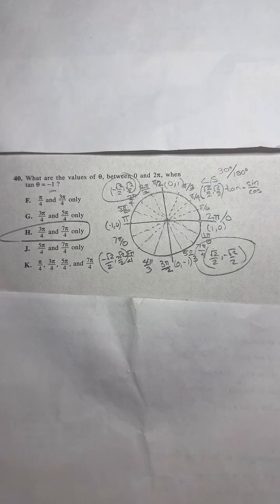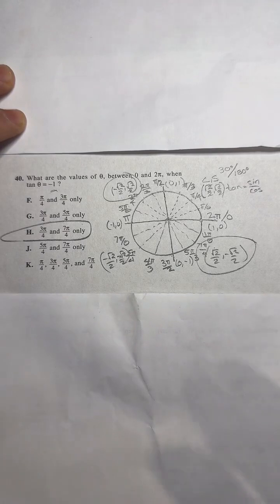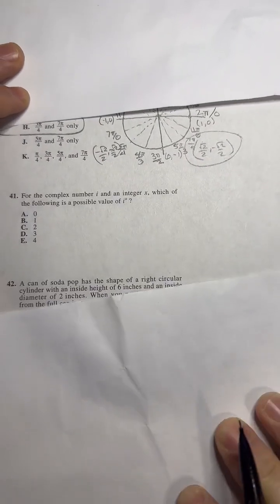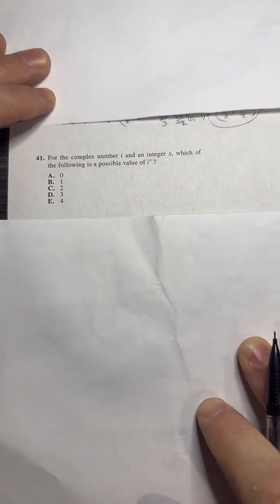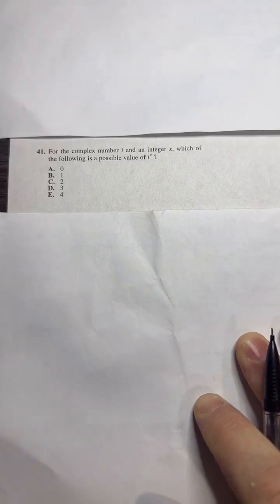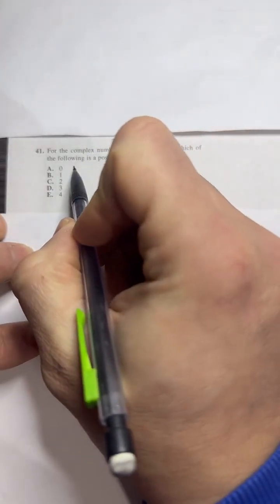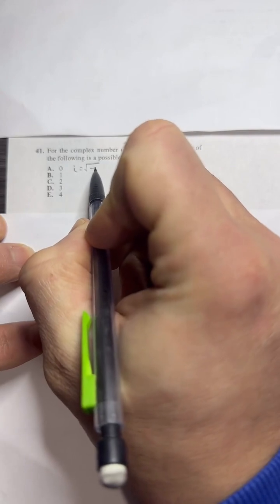That was a doozy. Okay, but the unit circle is not that hard once you can see the pattern. All right, let's take a look at the next one. For the complex number i. So if you remember, i is simply equal to the square root of -1. Okay, for the complex number i and an integer x, which of the following is a possible value of i to the x? Try to make it be really tough, but not really.